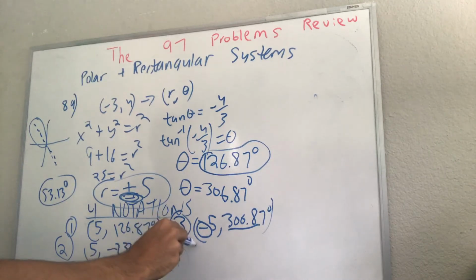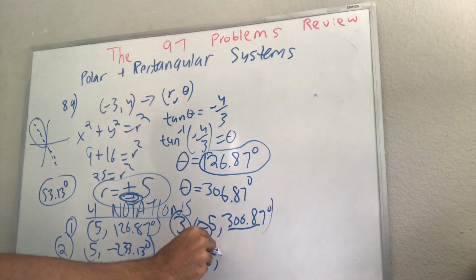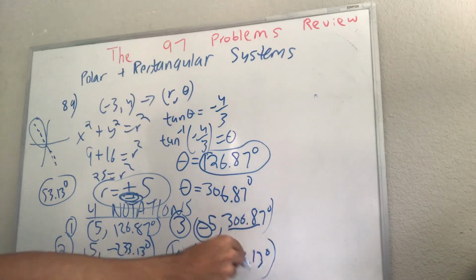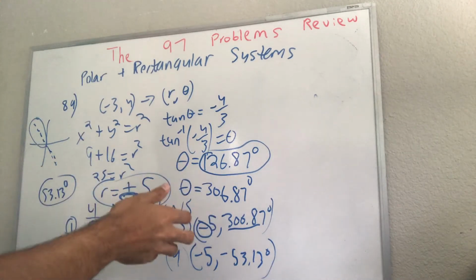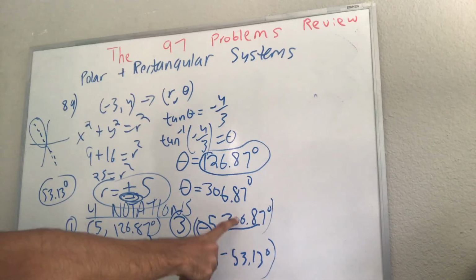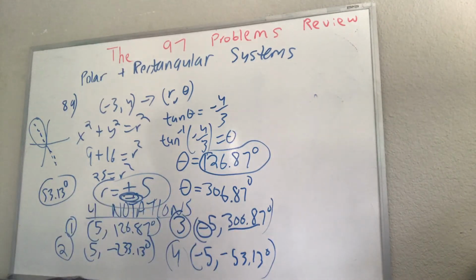And then our fourth notation would be to keep this -5, however, comma, -53.13 degrees. Again, -53.13 degrees and 306.87 degrees refer to the same position on the circle. Although they are two different angles, it's the same thing, because this one is going in the clockwise direction and this one is going in the counterclockwise direction. So that's question number 89.